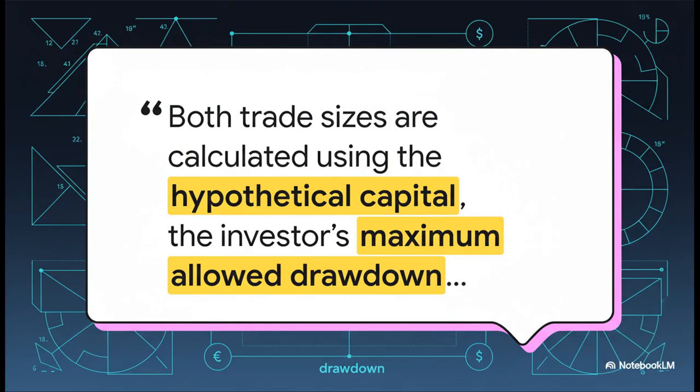And you might be thinking, well, how did they get that number? The documentation is actually super transparent about it. It states, and I'm quoting here, "Both trade sizes are calculated using the hypothetical capital, the investor's maximum allowed drawdown, the third triangle domain percentage, the risk coefficient, and the contract size."